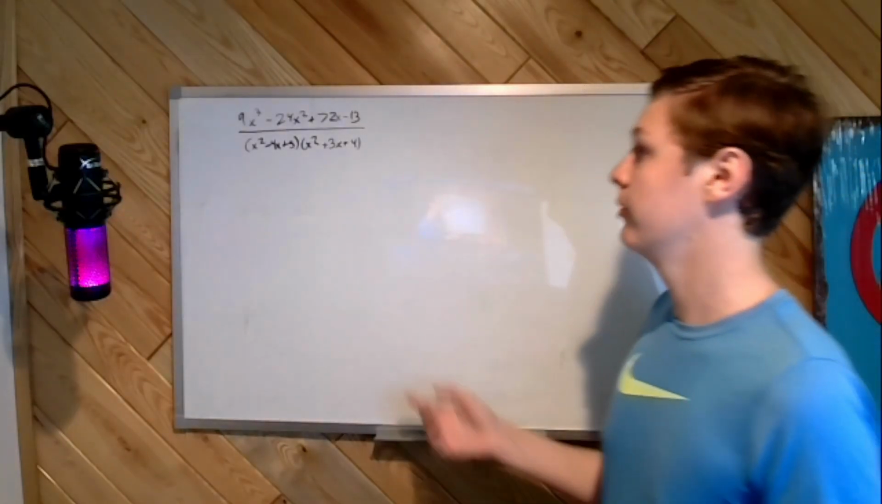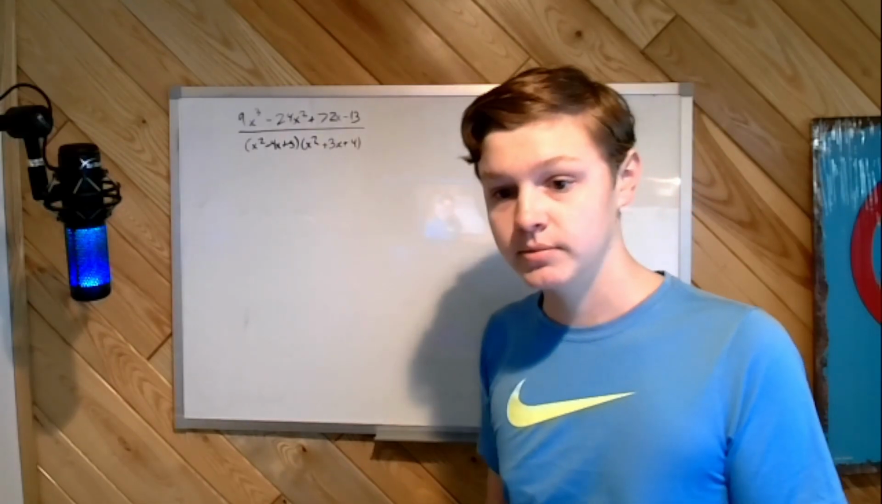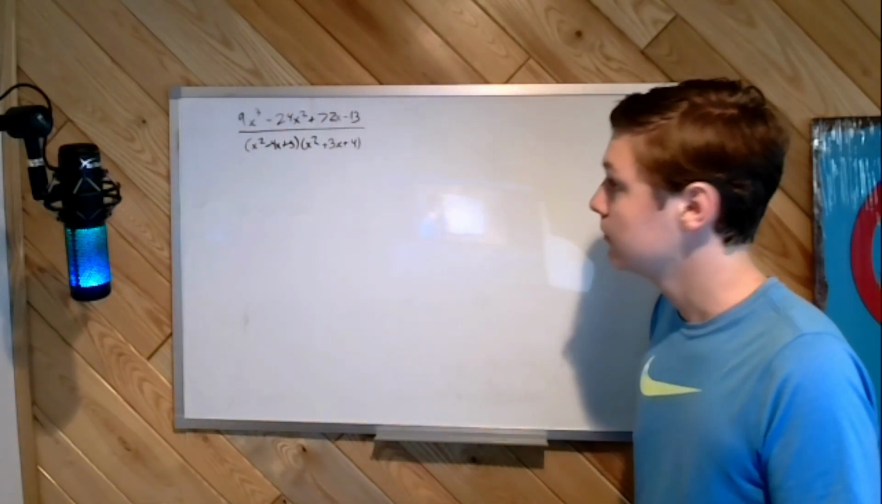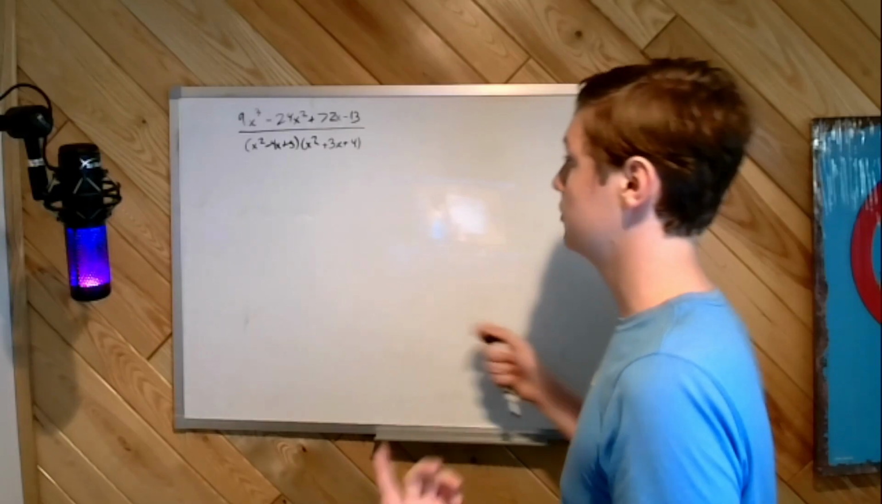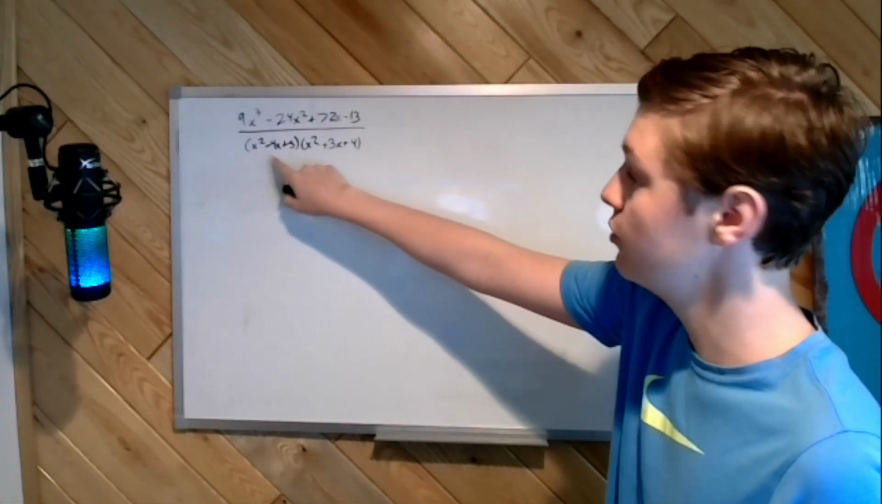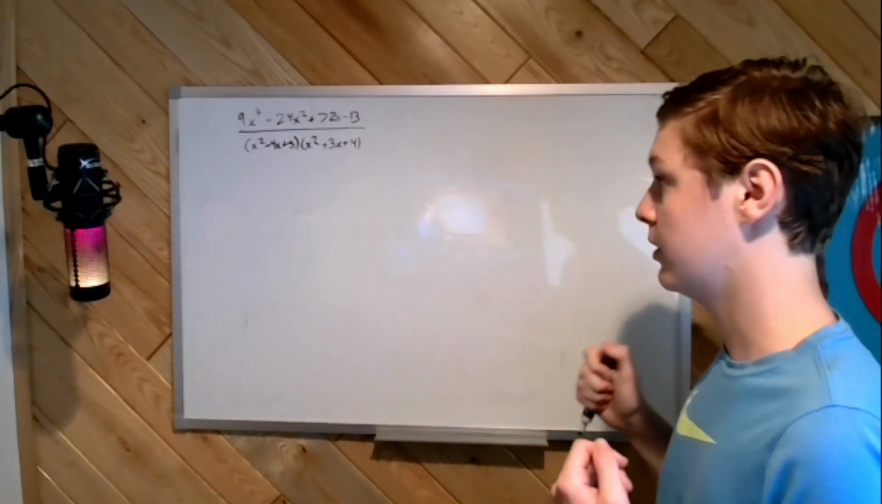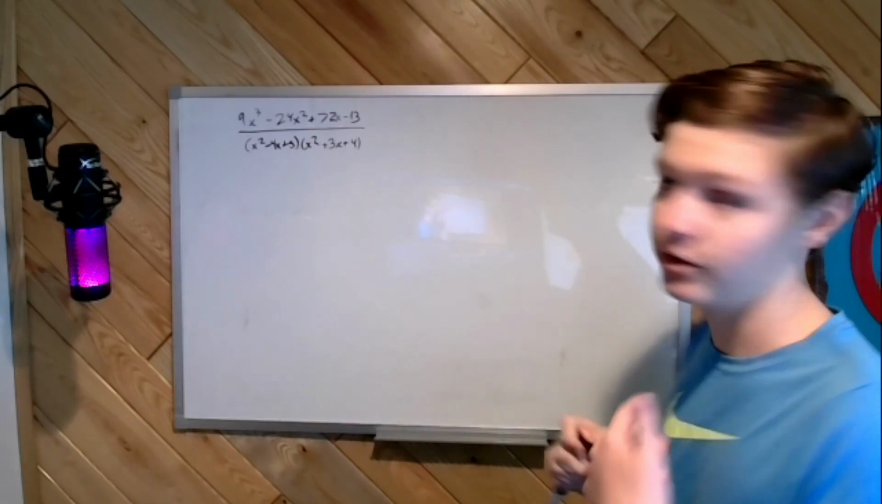Alright guys, today we're going to be doing the partial fraction decomposition of this fraction. So, let's get started. Step one is going to be splitting this into two different fractions, because as we can see we have two irreducible quadratics right here. What that means is we're not going to be able to factor those anymore.